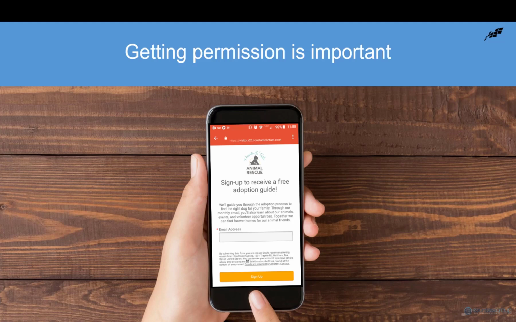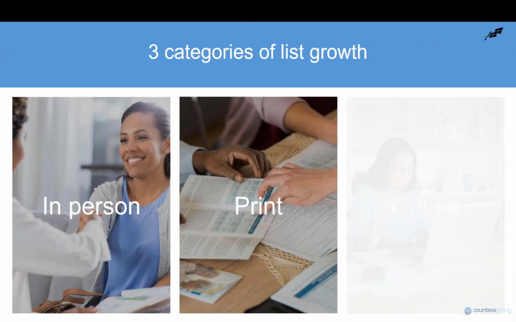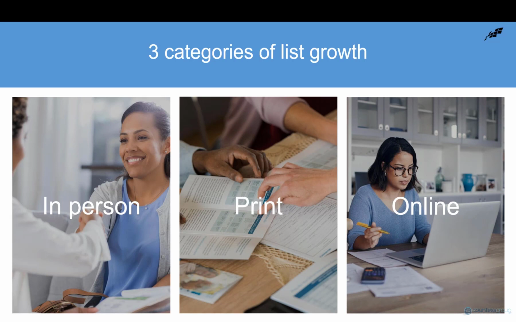So let's talk about all of the ways that you can get people to sign up and give you that permission. I'd like for you to think back to the last time you signed up for an email list and more specifically, how you signed up. Maybe you were in store making a purchase and they asked you, or maybe you saw a link to sign up on their Facebook page. These are just a few common ways that people may also subscribe to your mailing list. Ideally, you'll want to use a variety of methods to get people to sign up.